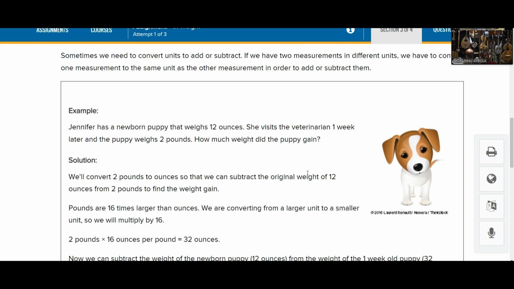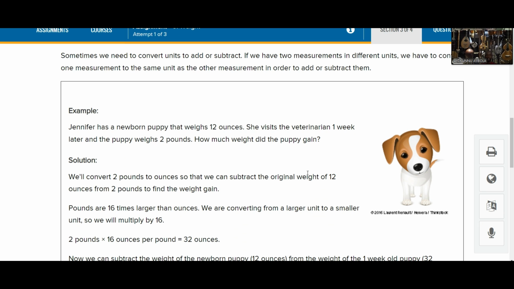So sometimes we need to convert units to add or subtract. If we have two measurements in different units, we have to convert one of the measurements to the same unit as the other measurement in order to add or subtract them. Is that clear? Yes. So Jennifer has a newborn puppy that weighs 12 ounces. She visits the veterinarian 1 week later, and the puppy weighs 2 pounds. How much weight did the puppy gain?